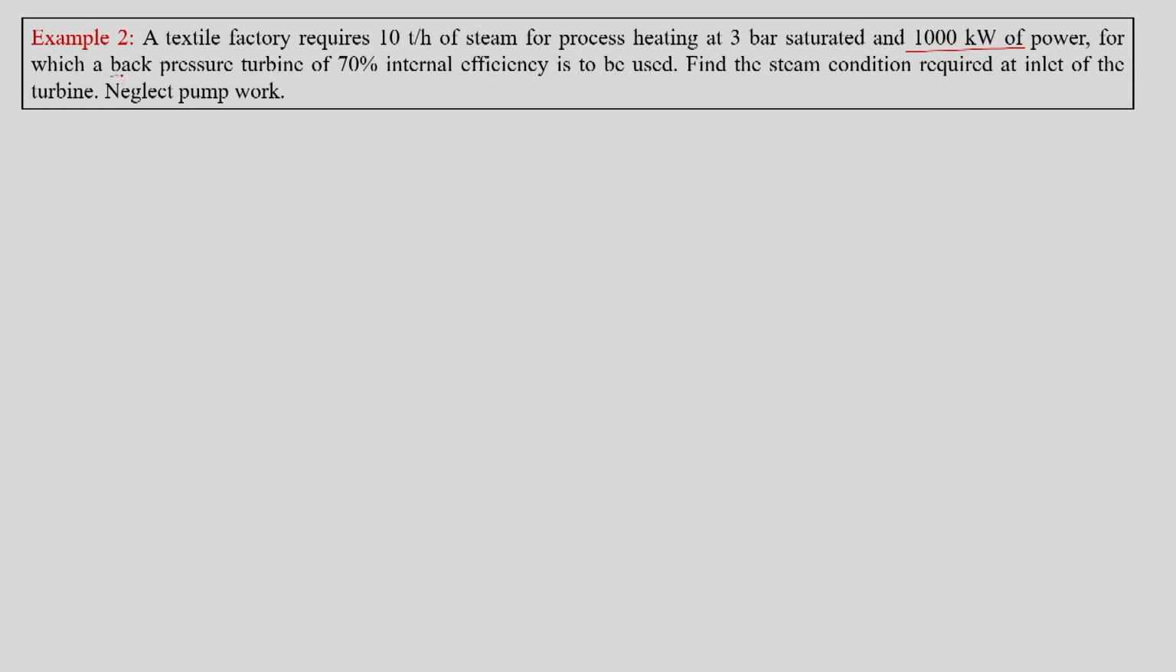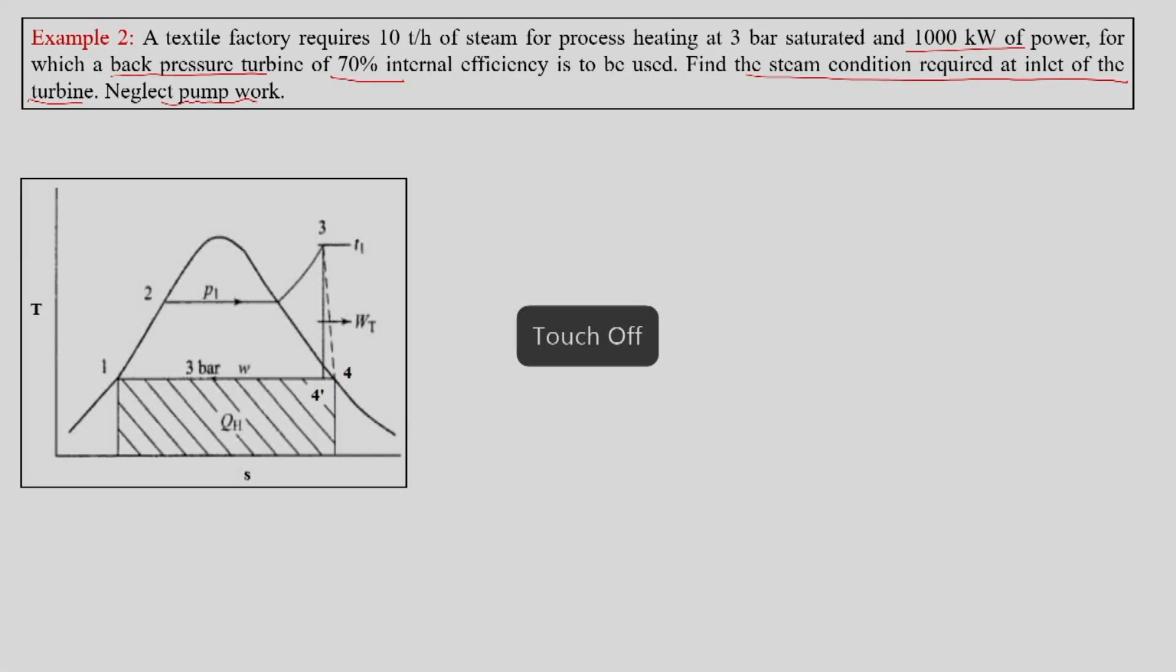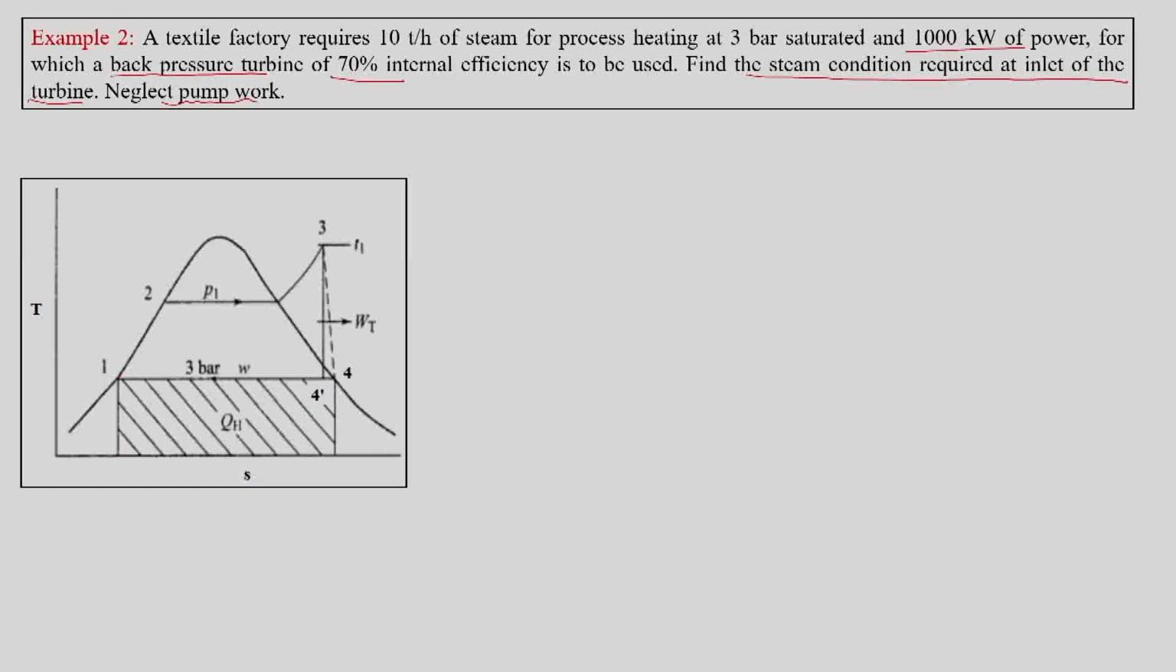We are obviously using a back pressure turbine, and that turbine has 70% efficiency. We are supposed to find out the condition of the steam required at the inlet of the turbine. We are told to neglect the pump work. So, given this fact, we can draw the TS diagram, where we are told that pump work is neglected. So, we have not drawn any pump here. State 1 is after pumping. Point 2 is purposely shown so as to find out the saturated state corresponding to P1.